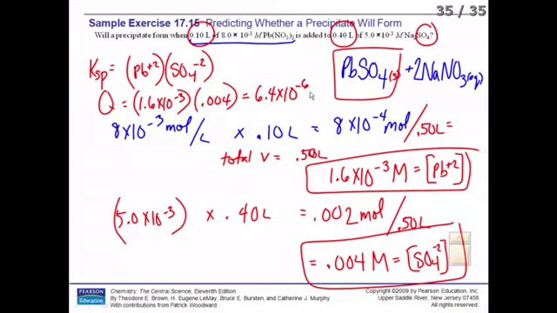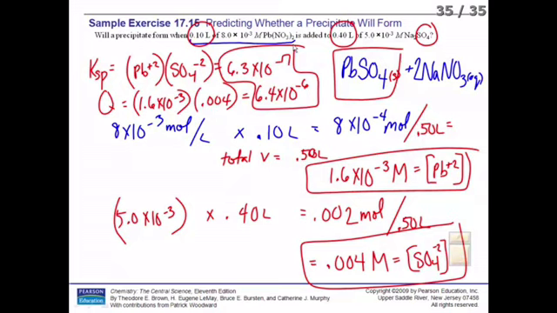Now, what is the Ksp value for lead sulfate? We would have to look that up. Okay, so it looks like our Ksp is 6.3 times 10 to the negative 7th. Alright, so basically what we're going to do is compare these two values. So is your Q larger or smaller?